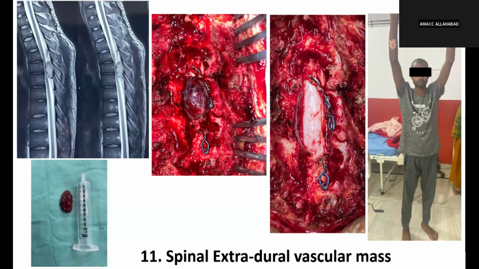This is the dura. It was above the dura, it was extradural, that was a good thing for us. So we excised it, this was the tumor, and the patient, who had come before with paralysis, started walking. The biopsy report was cavernous angioma.